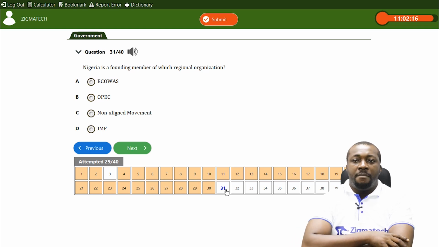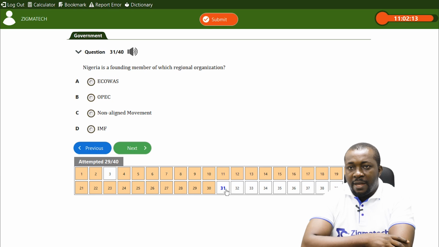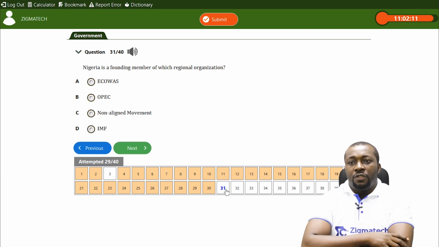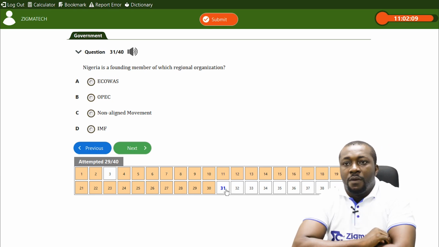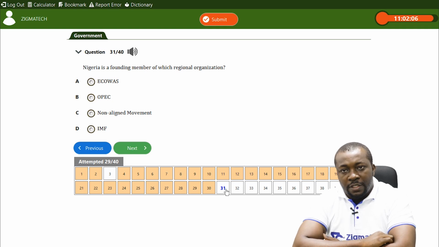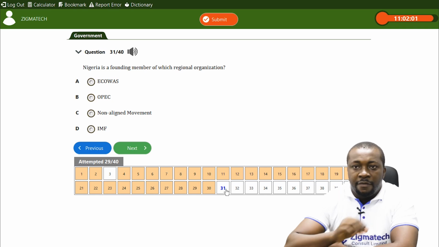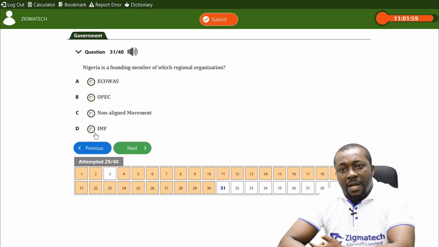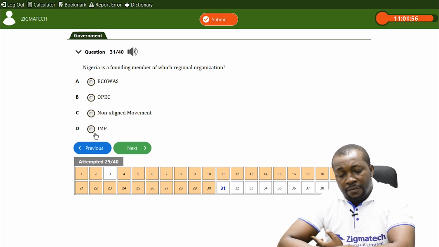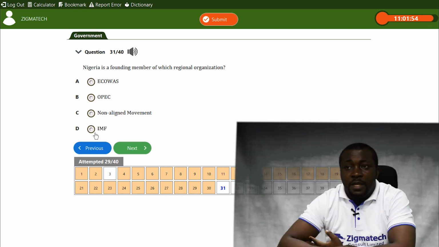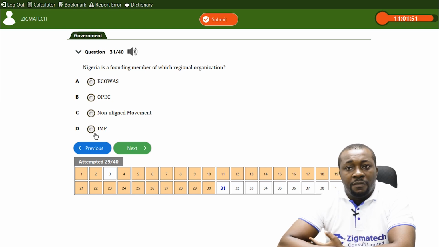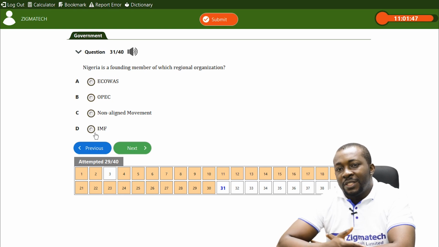Now, which is the founding member? Nigeria is a founding member of which regional organization? A, ECOWAS, B, OPEC, C, Non-Aligned Movement, D, IMF. I start from D, IMF. IMF was formed in 1945 as one of the specialized agencies of United Nations. So Nigeria is not a founding member, because we are talking about when Nigeria was still under colonial era.